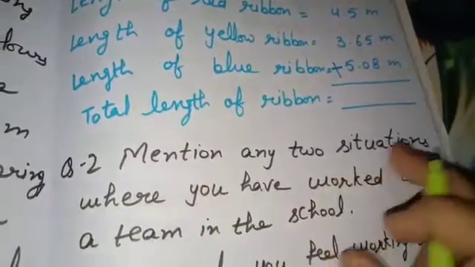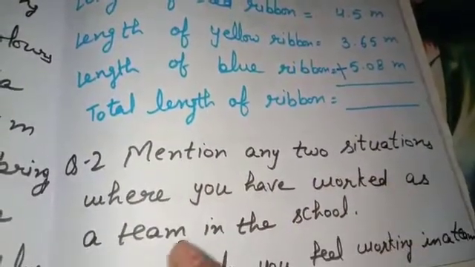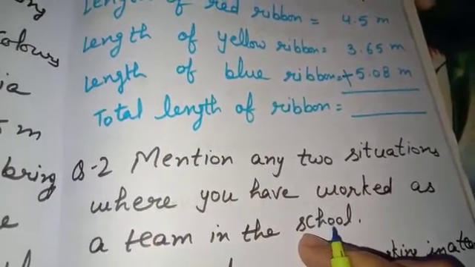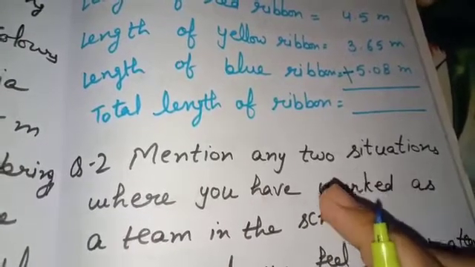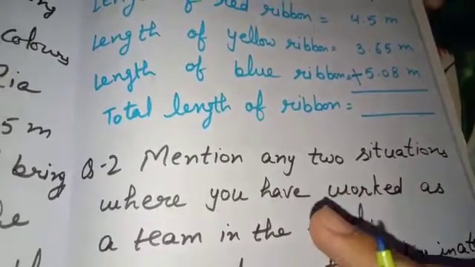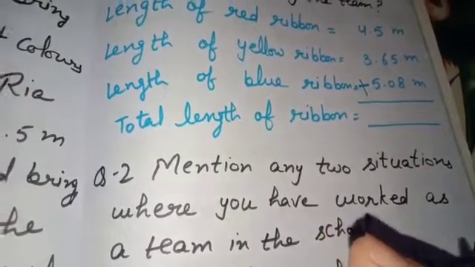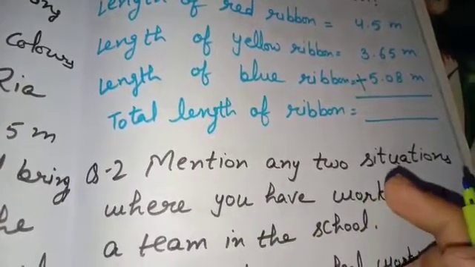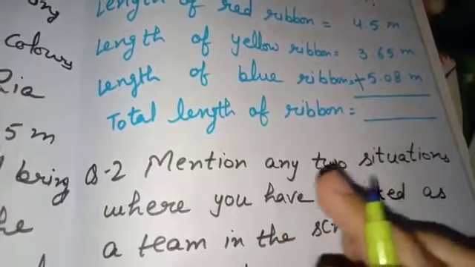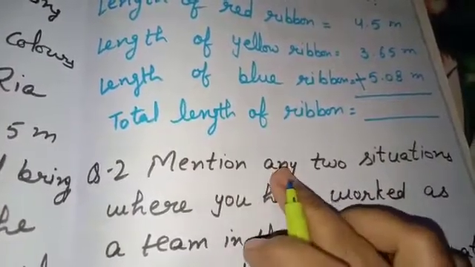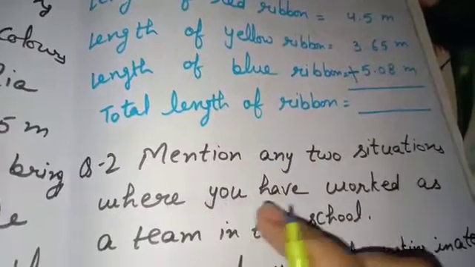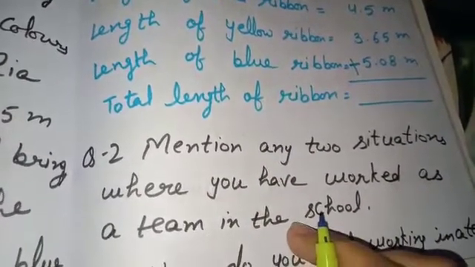Come to the second question. Mention any 2 situations where you have worked as a team in the school. So you can mention any 2 situations, whether in a class show or any inter-club competition, inter-club dance competition, group song, group dance, whatever you want to mention.